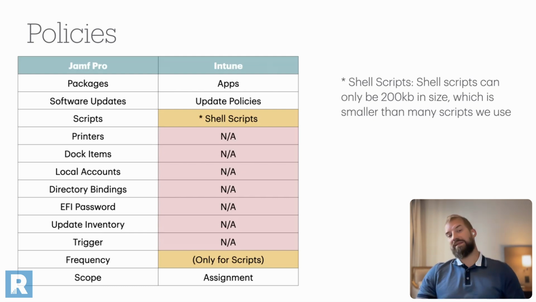Frequency is another big thing too. You can't do any type of frequency. It just deploys the thing to the computer once. That's pretty much everything that is deployed. However, scripts you can deploy a frequency for in Intune, but you can't do it for packages or software updates. So that's how policies compare between Jamf Pro and Intune.